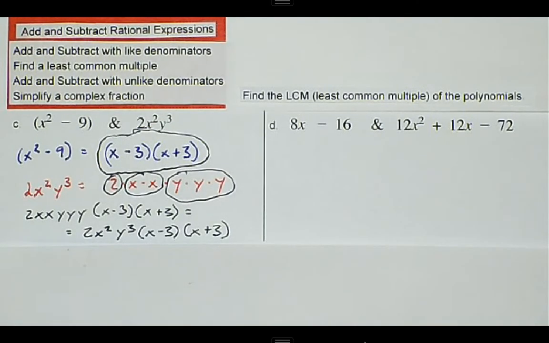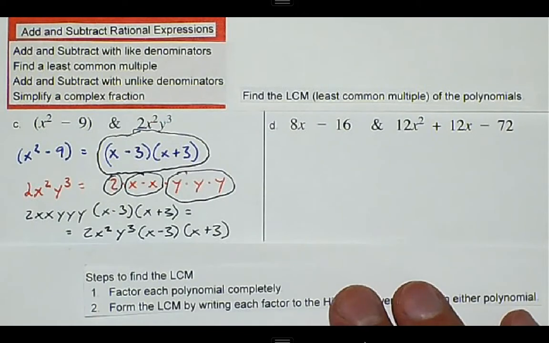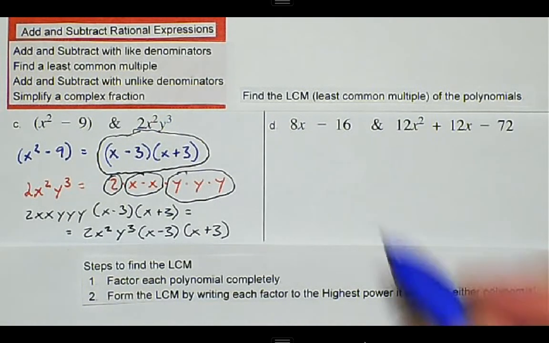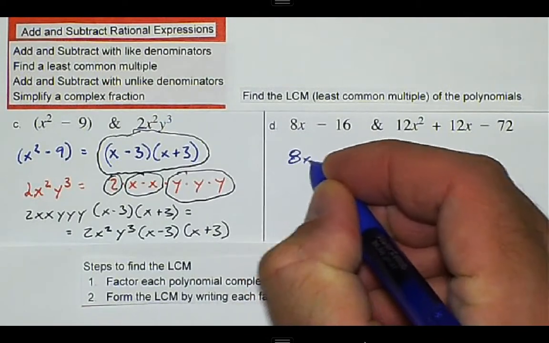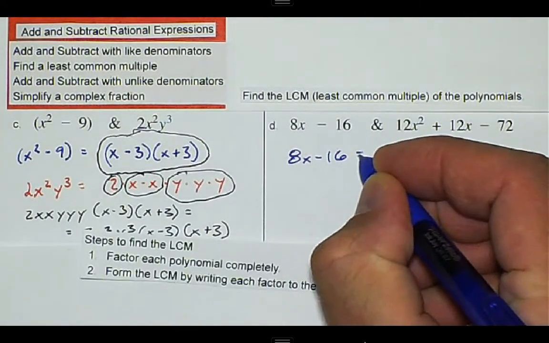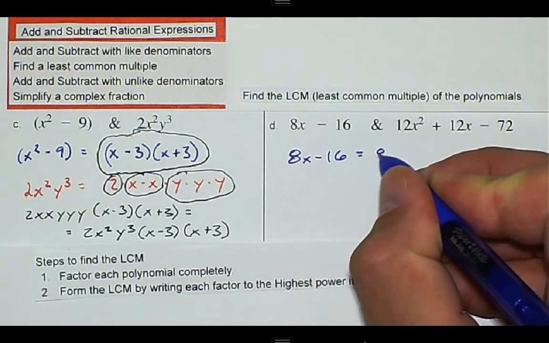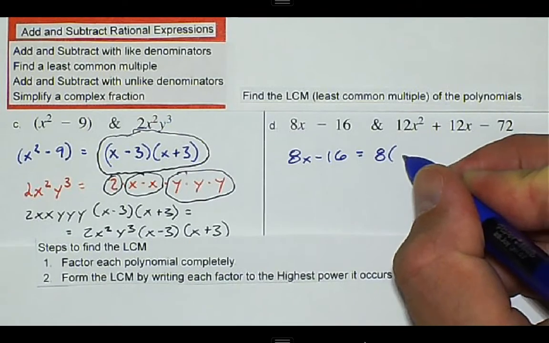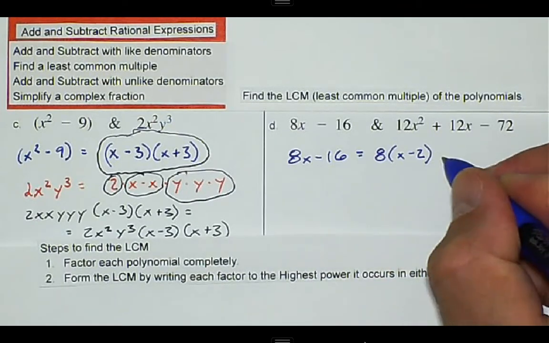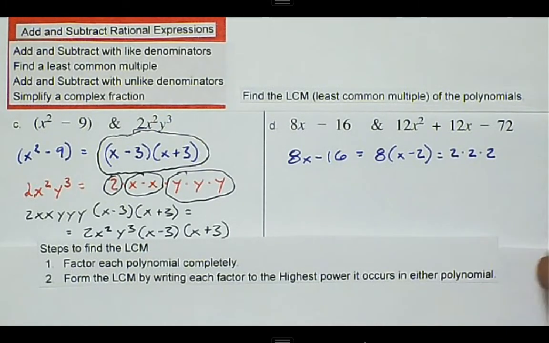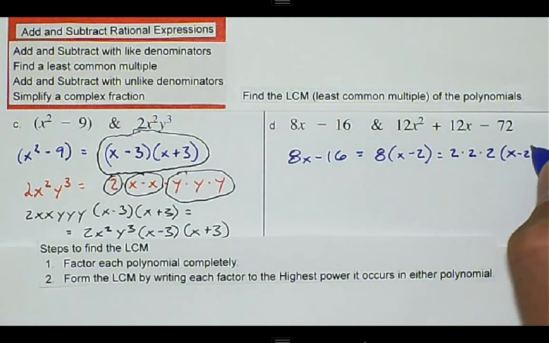We have another example where we have 8x minus 16 and 12x squared plus 12x minus 72. So if we look at this first one, we have 8x minus 16, and then we can write down the factors for those. The first thing that we can do is factor out an 8. So then we're left with x minus 2. And that 8 we can rewrite as 2 times 2 times 2 times x minus 2.